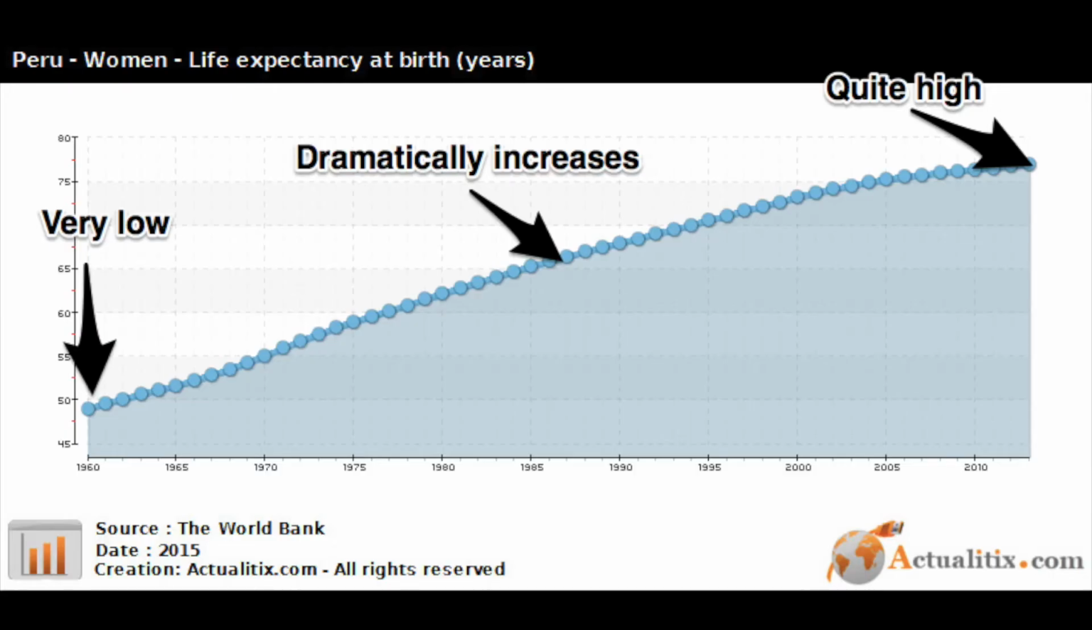Life expectancy. Peru's life expectancy has gone up a lot in the last 60 years. In 1960, the life expectancy was a little less than 50 years, but now it is more than 20 years over that, peaking at 74 years.